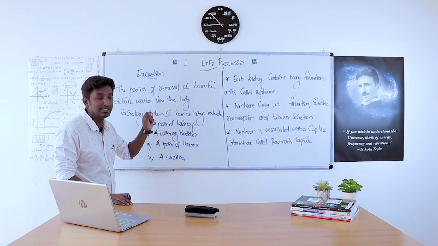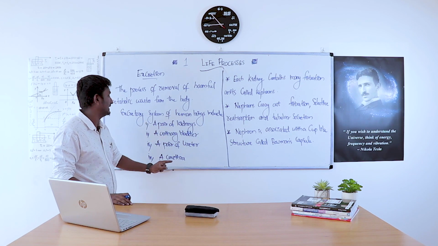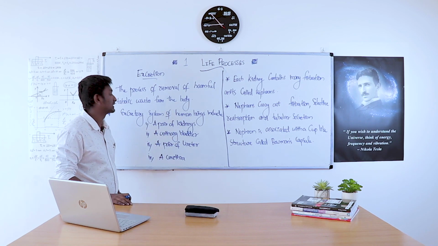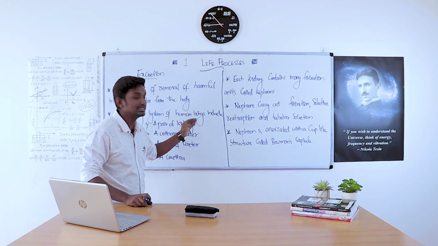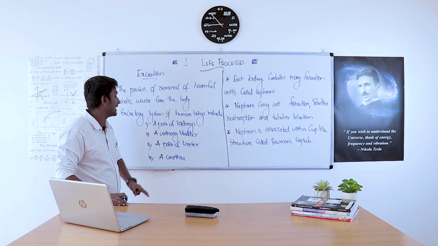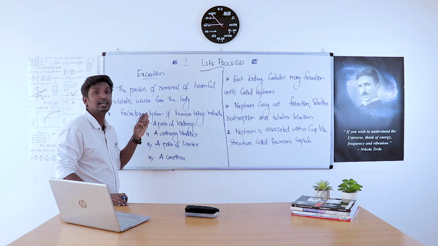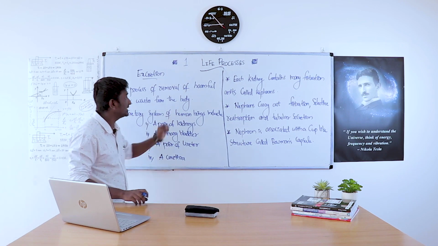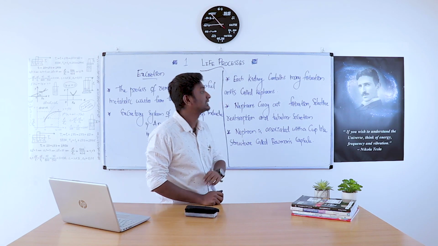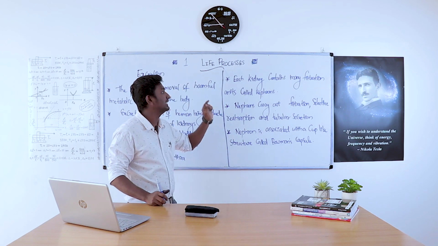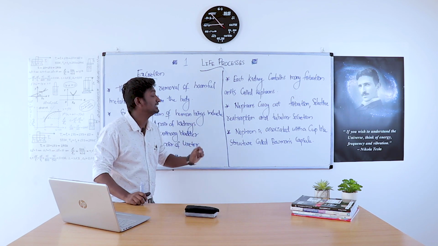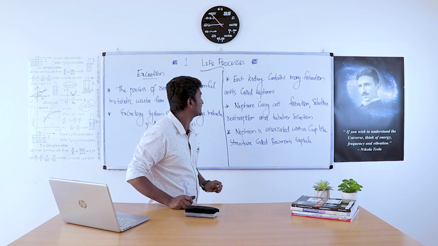The excretory system of human beings includes a pair of kidneys, a urinary bladder, a pair of ureters, and a urethra. Each kidney contains many filtration units called nephrons.